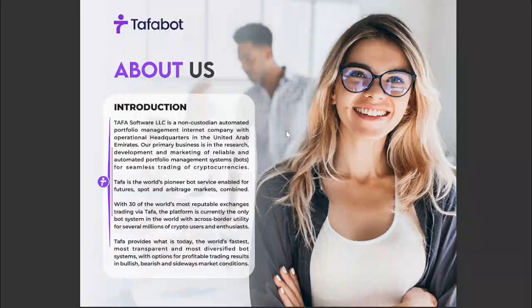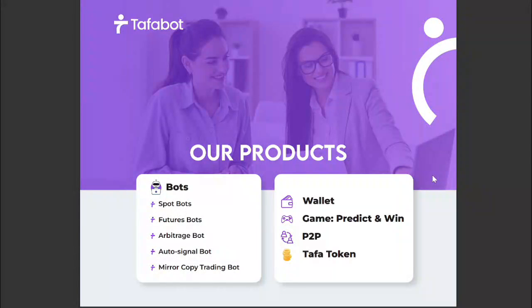So let's move on and see the other part of this slide. I'm already getting excited about this. All right, so let's see what they have next for us. Now, these are the products on Tafabot. So these are the bots that they have.